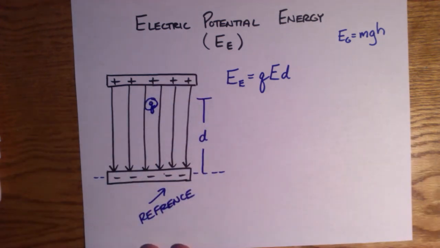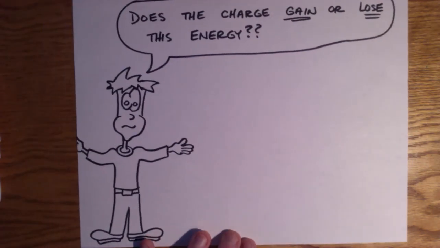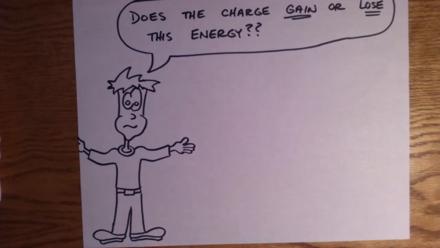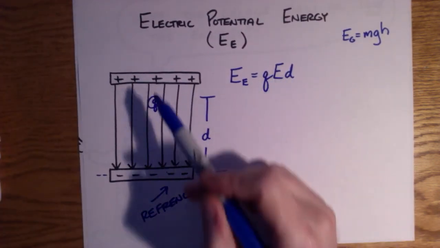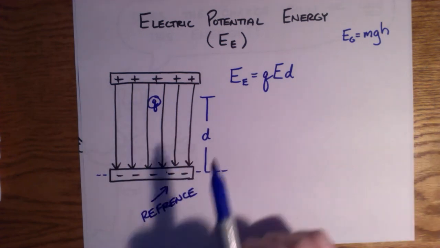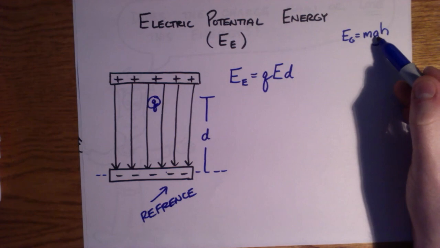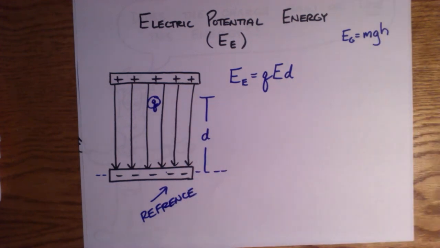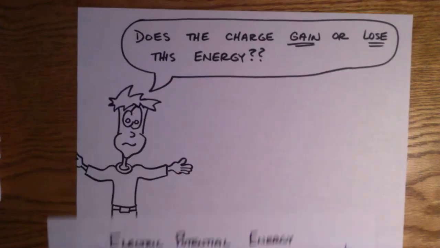Now that leads to the next big question, and everyone always wants to know, does that charge gain or lose whatever energy that we're considering? If I calculate the amount of energy using this equation, if I know the charge, I know the electric field, and I know the distance it's been moved, I should be able to calculate its electric potential energy. Just like if I know the mass, the gravitational acceleration, and the height or the distance that that object has been moved, I should be able to calculate the gravitational potential.